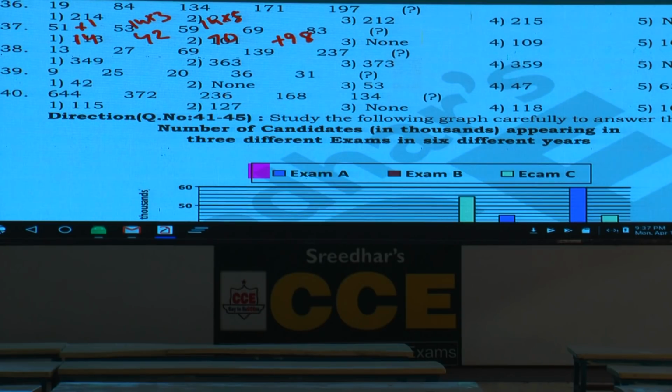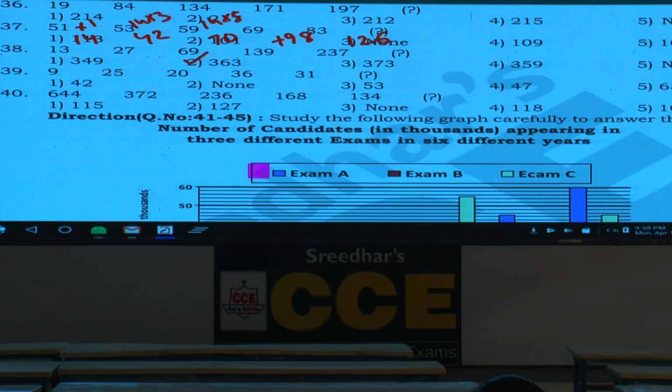Next one 14 into 9. What is 14 into 9? 140 minus 14, that is 126. Now if you add 126 to this one, 237 plus 126, tell me what is your answer here? 363, and it is given in choice 2. Question number 38, choice 2, 363.